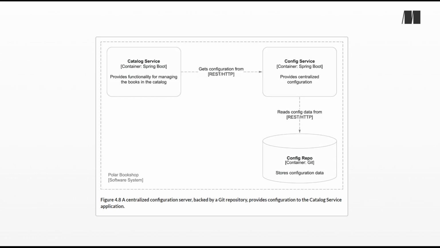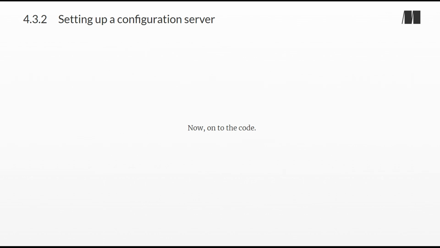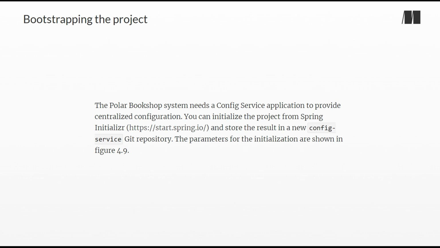Figure 4.8. A centralized configuration server, backed by a Git repository, provides configuration to the catalog service application. Now on to the code. Bootstrapping the project. The Polar Bookshop system needs a config service application to provide centralized configuration. You can initialize the project from Spring Initializr, start.spring.io, and store the result in a new config service Git repository. The parameters for the initialization are shown in Figure 4.9.